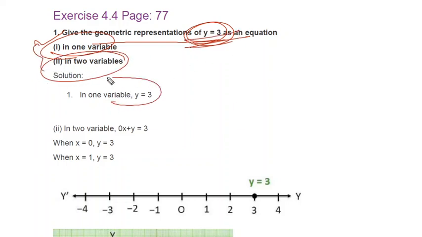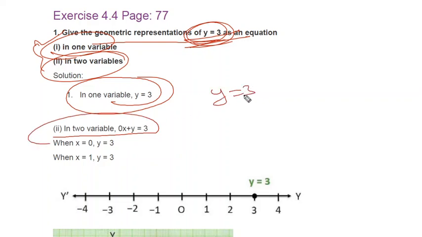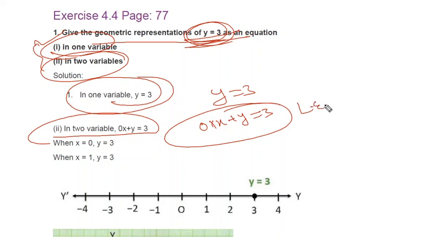Now y = 3 in one variable. Then in two variables, what will it be? y = 3 is in one variable. In two variables, 0·x + y = 3. This will be a linear equation in two variables. Now you can see here 0 into x is there, so independently we can take the value of x as 0, 1, 2, 3.